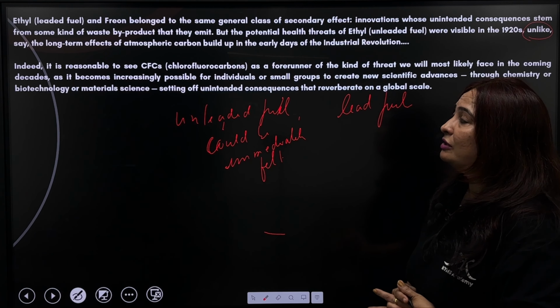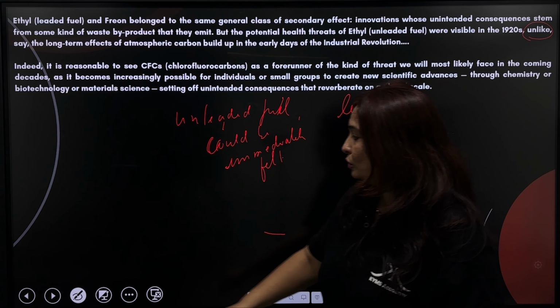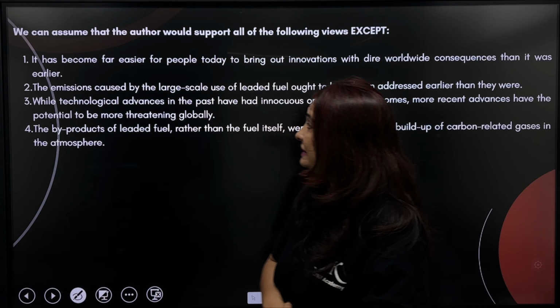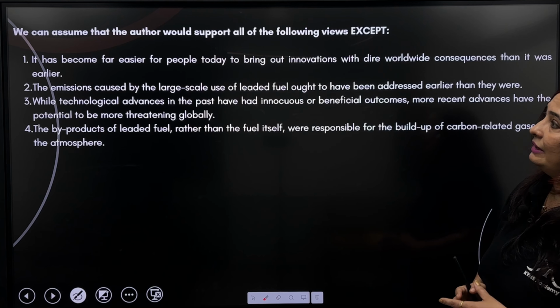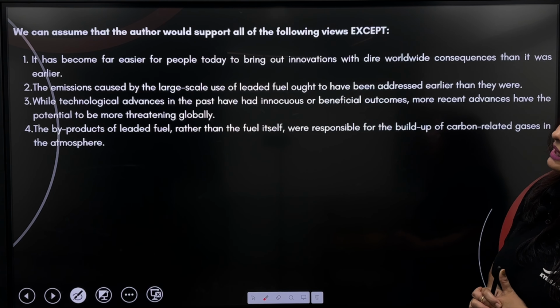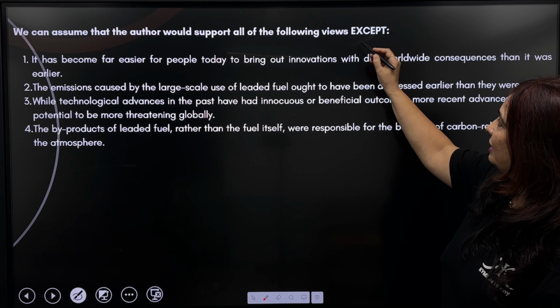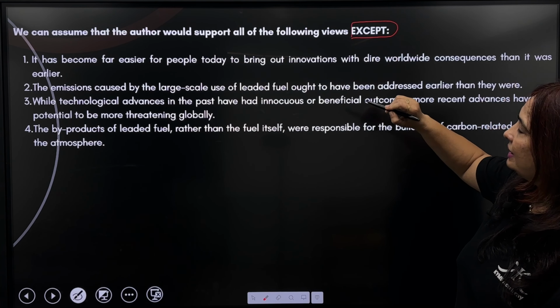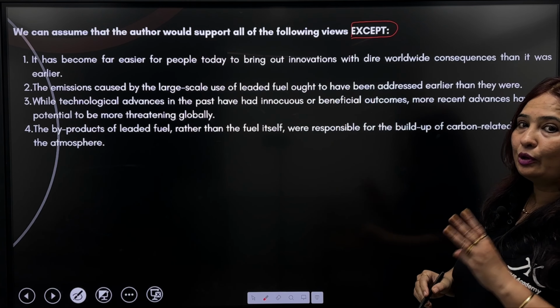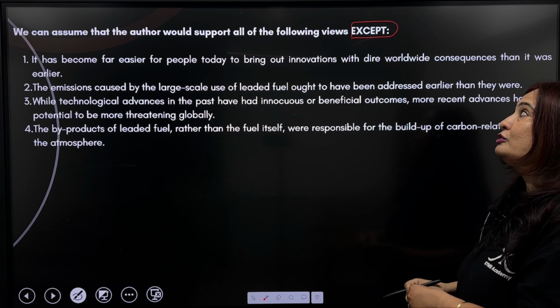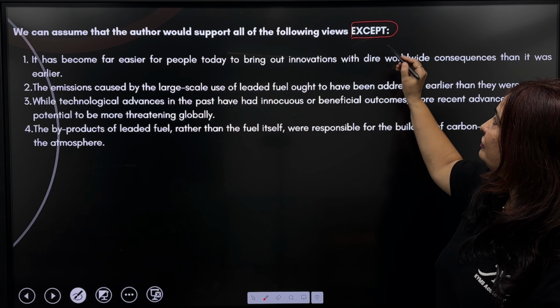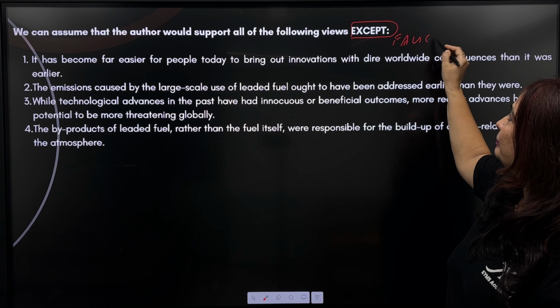So now as we've understood the passage, let us go to the questions and solve them. We can assume that the author would support all of the following views except. Yet again, the except word is there. It means the author would support 3 options and he would not support 1 option. It means we have to go for the false one.